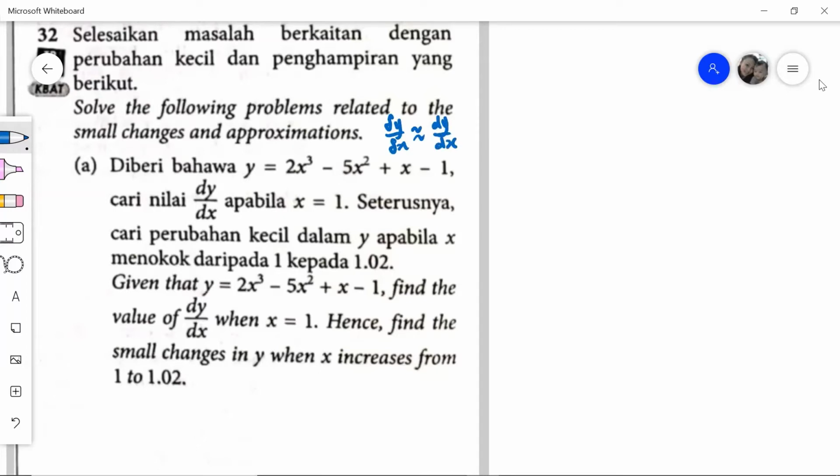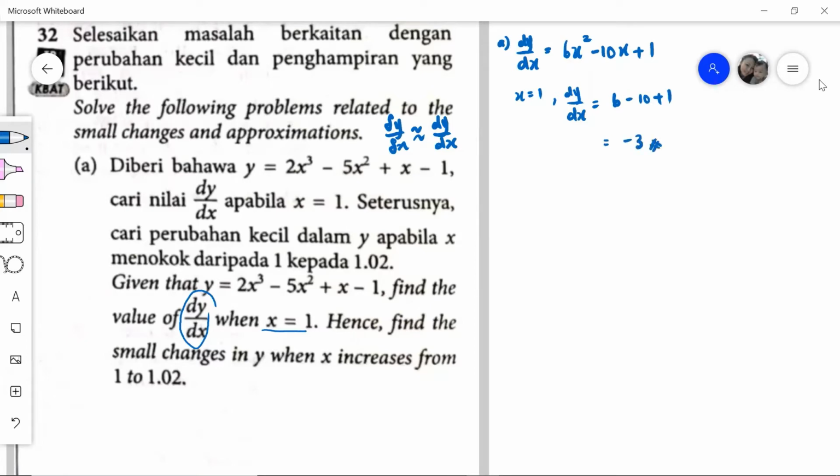Given that y equals 2x cubed minus 5x squared plus x minus 1, we have to find the value of dy by dx when x equals 1. So let's find that first. Part A: dy by dx equals, bring down the power 3 to multiply with the term, 6x squared minus 10x plus 1. When x equals 1, the value of dy by dx will be 6 minus 10 plus 1, which is negative 3.